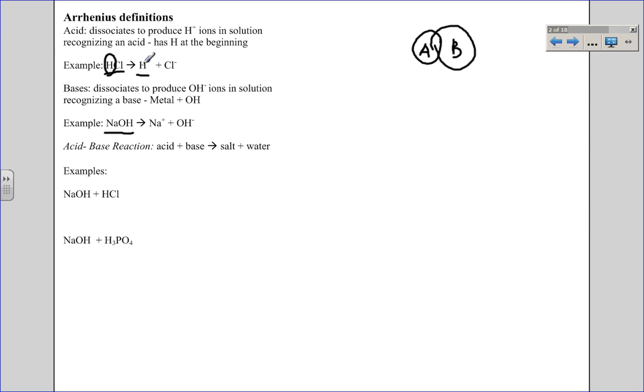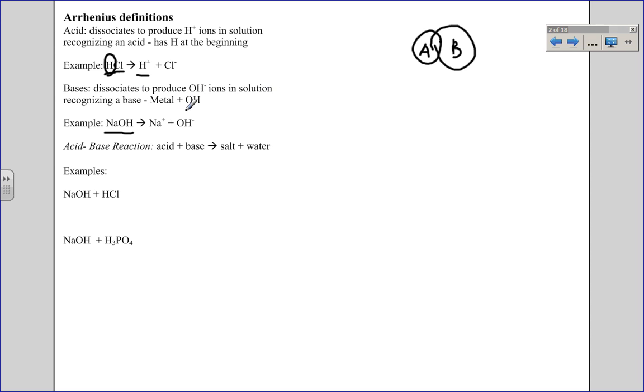Now it's the H+ ion in solution that gives acids the properties that we discussed in the previous slide. So it's this H that allows metals to react to produce hydrogen. And it's this H that allows us to produce carbon dioxide when we react with carbonates. Bases, by Arrhenius' definition, following the same process, looking at how it dissociates, produce hydroxide ions in solution.